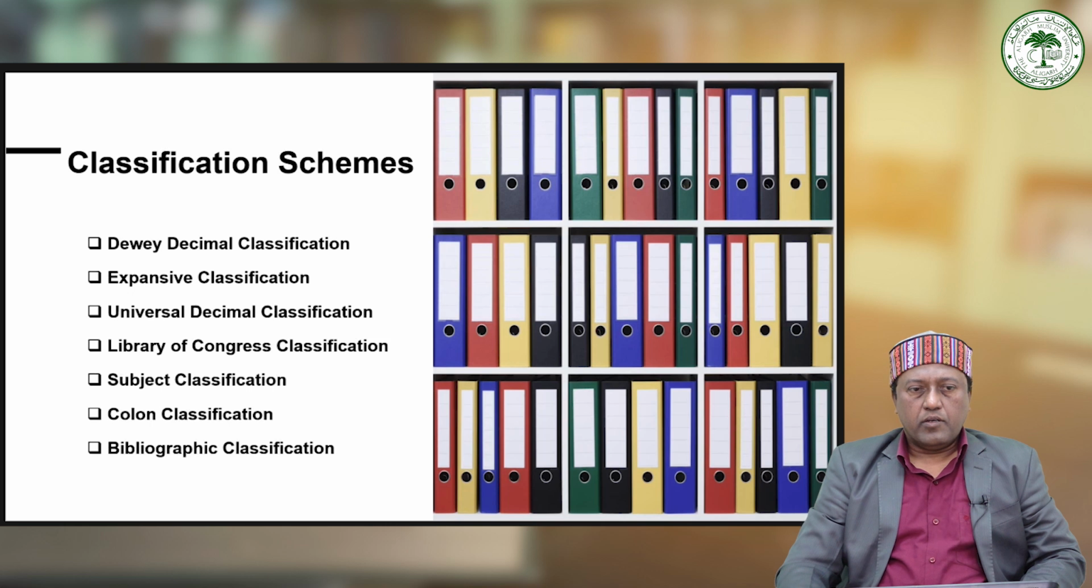And the next scheme of classification is Bibliographic classification. This is the Bliss classification. The Bliss classification is a bibliographic system created by Henry Evelyn Bliss, an American librarian associated with the College of the City of New York. The classification system was published in 1935 under the title A System of Bibliographic Classification.